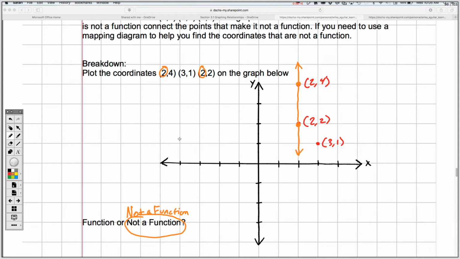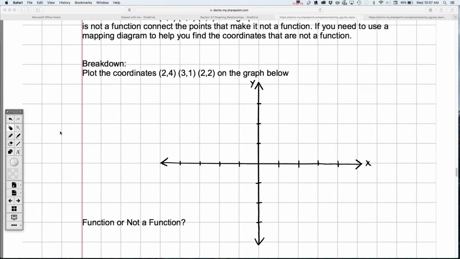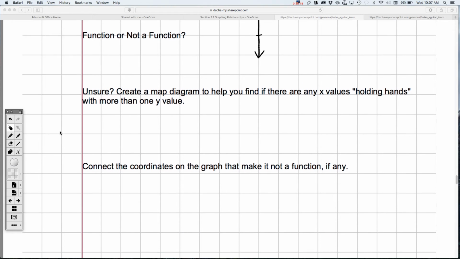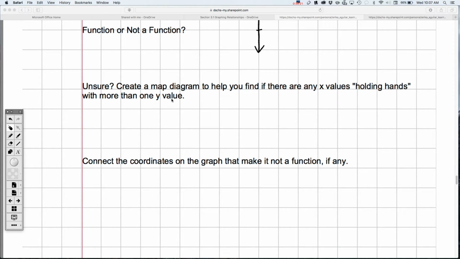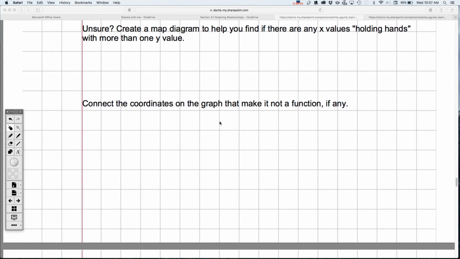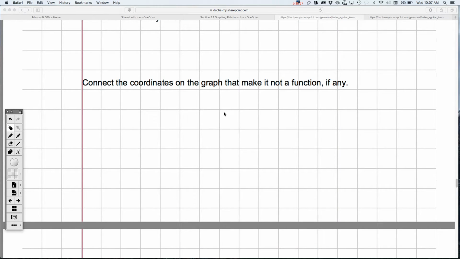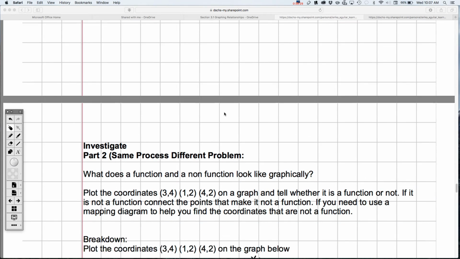So this one would be not a function because we were able to draw a line through it. Now, if you were unsure, you could create a map diagram like we did before, but we were able to answer it without. Connect the coordinates on the graph that make it not a function, if any. We did that.